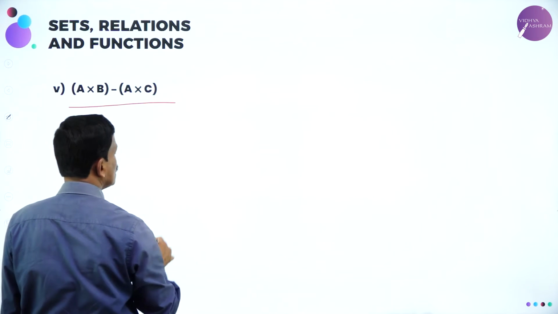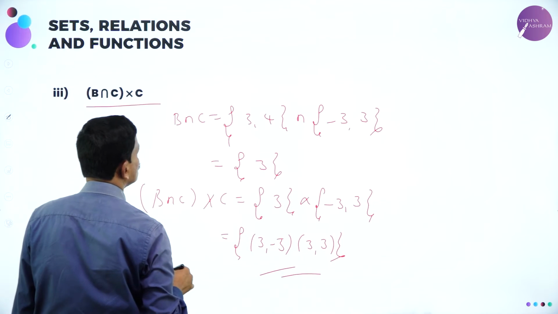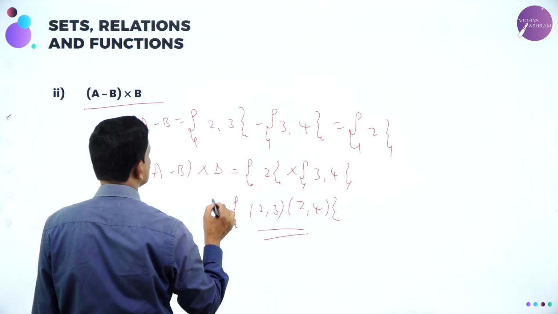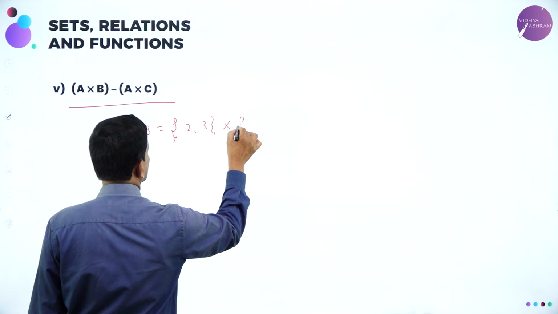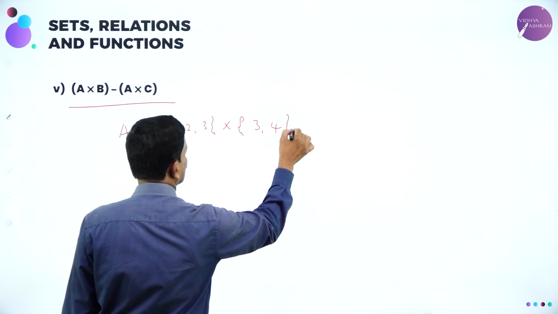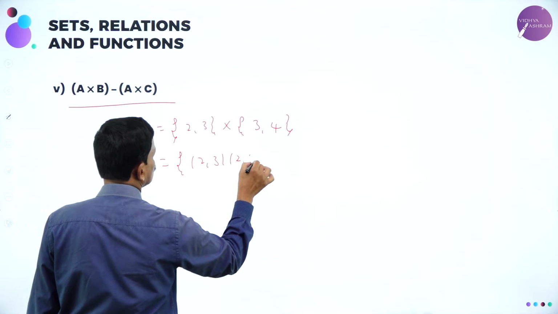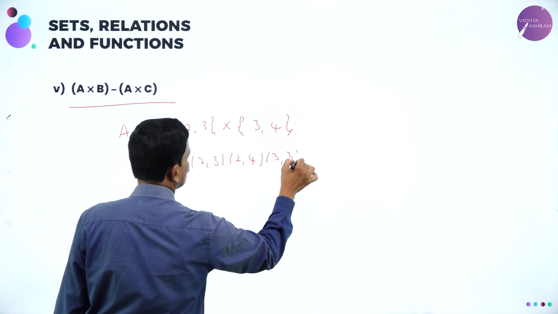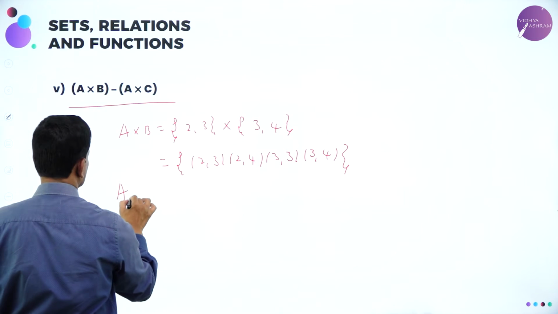Now let us come to the next, (A × B) − (A × C). Write down A × B. A contains 2, 3 and B contains 3, 4. The Cartesian product of this is (2, 3), (2, 4), (3, 3), (3, 4). Similarly, A × C.